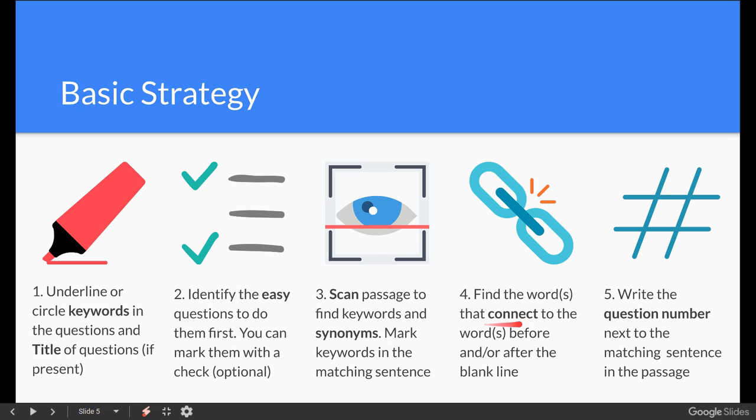Find the connecting words. It's important to pay attention to connecting words whenever you have questions like the fill in the blank, because the words that are around the blank, the words that come before the blank line and the words that come after the blank line, those words are going to tell you what is the correct answer that is going to fit into that blank line. Finally, once you've answered the question, just put a number next to the matching sentence so you know where you found the answer to each question.